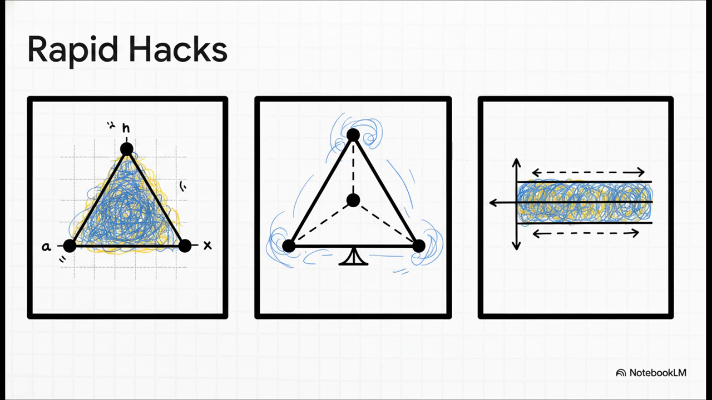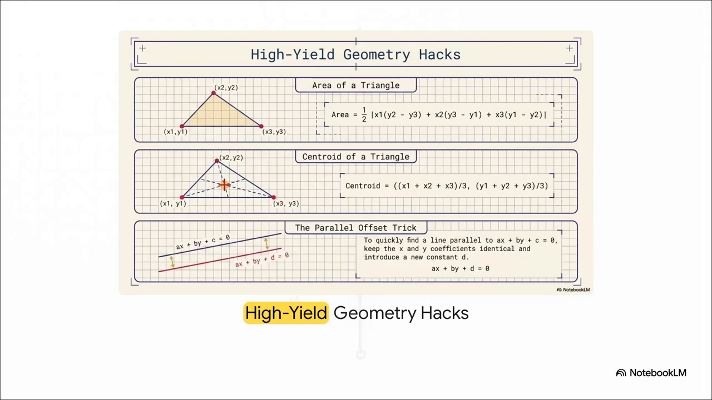We can instantly find the area of a coordinate triangle using just its vertices, no base or height needed. We can pinpoint the exact center of gravity, the centroid, by simply averaging the x and y coordinates. And my favorite, we can drop parallel lines onto a graph almost instantly using algebraic offsets. Let's anchor those concepts visually. Look at the top two panels. You can see how incredibly efficiently the area and centroid formulas utilize the raw vertex coordinates.